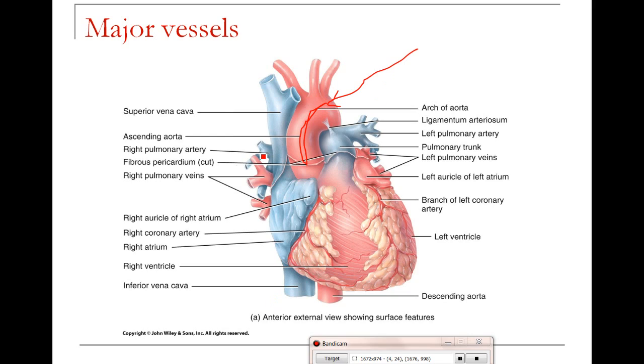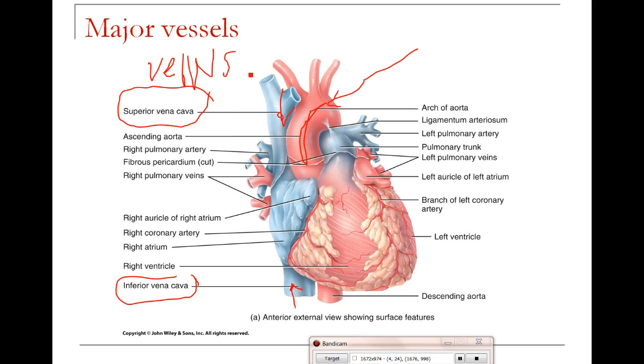Now over here are 2 veins. The top vein is called the superior vena cava, and the bottom vein is called the inferior vena cava. Veins always bring blood back to the heart. Arteries carry blood away from the heart. The superior vena cava is a major vein that brings all the blood from above your heart back to your heart. The inferior vena cava brings blood from below the heart back to the heart. So you could draw an arrow: this is going this way, this is going this way.